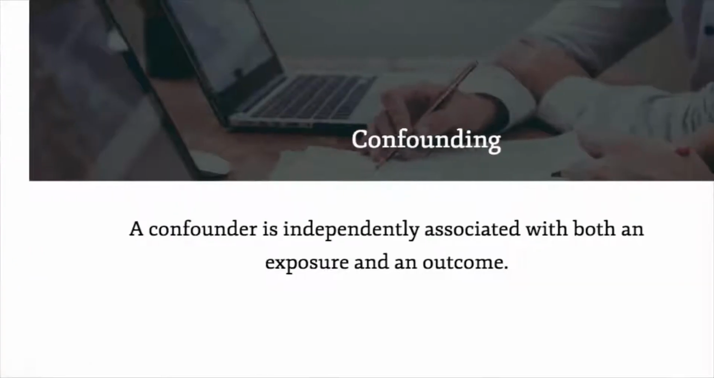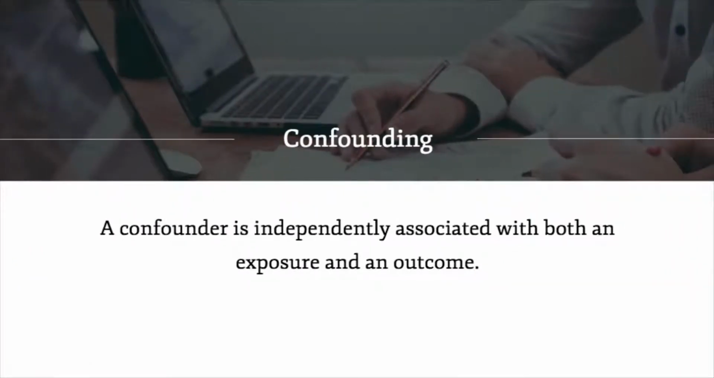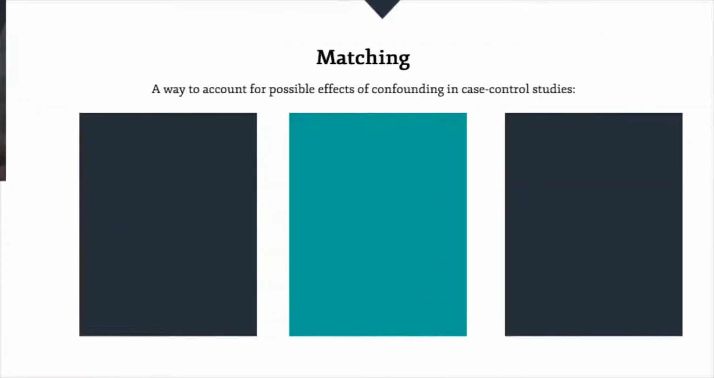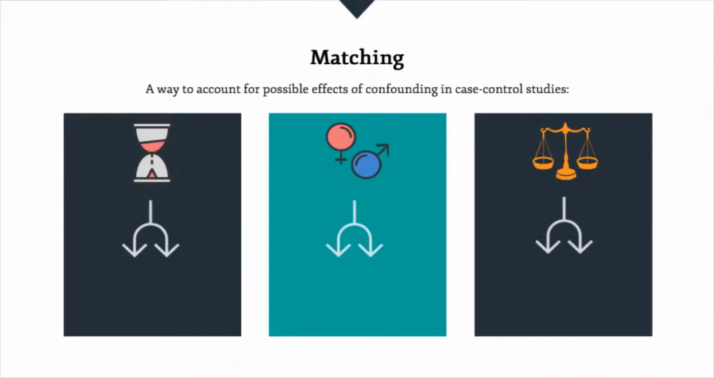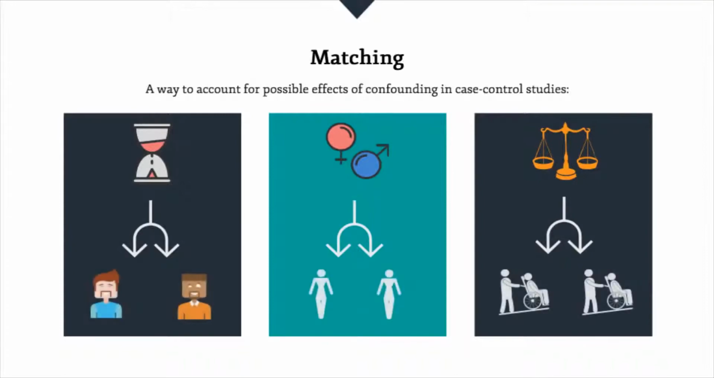Matching is another important point. Matching is a way to account for the possible effects of confounding in a case control study. Age, sex, and socioeconomic status are common confounders, and we can account for their effects by matching cases and controls on factors such as these.